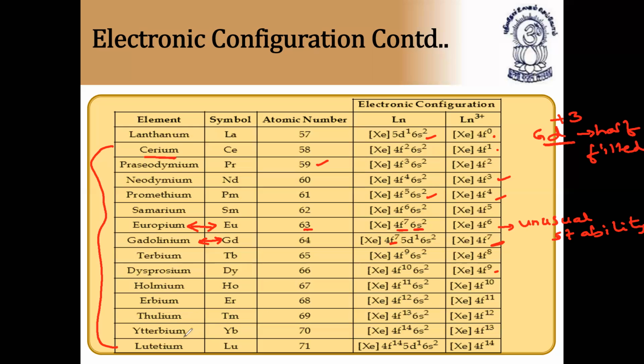And erbium, thulium, ytterbium, lutetium. Lutetium and ytterbium, you have to remember, because they have 4f14 configuration. 4f14 means completely filled, and completely filled means unusual stability. So completely filled f orbitals, half filled f orbitals. Please note down all these things.